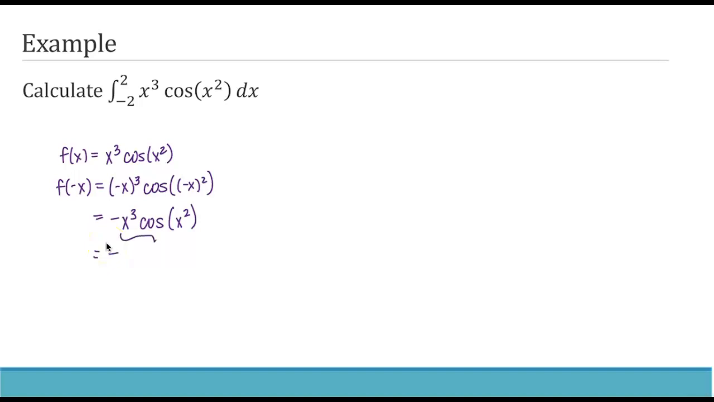So what happened is I replaced each x with a negative x, and I ended up with the negative of the original function. I ended up with negative f of x. X cubed cosine of x squared is there, but there's a negative that's multiplied in the front. So what that tells me is that this is an odd function. So since this is an odd function over a symmetric interval, that means I can say that the answer is 0.